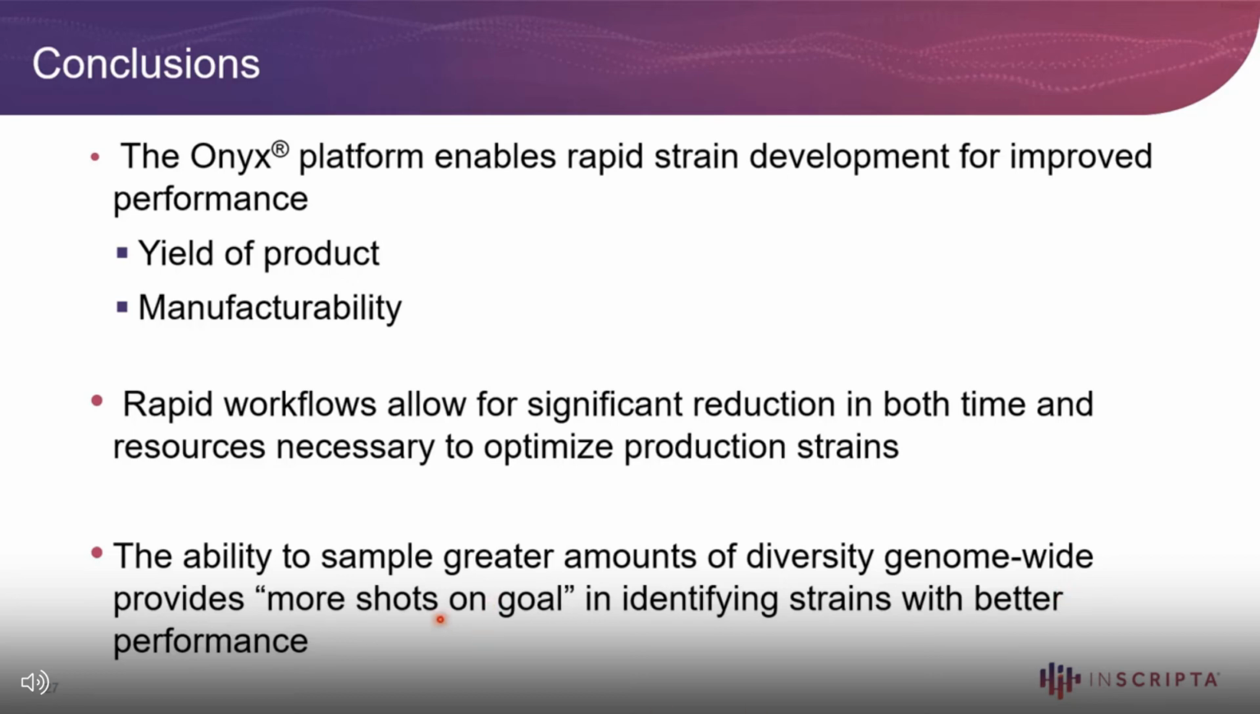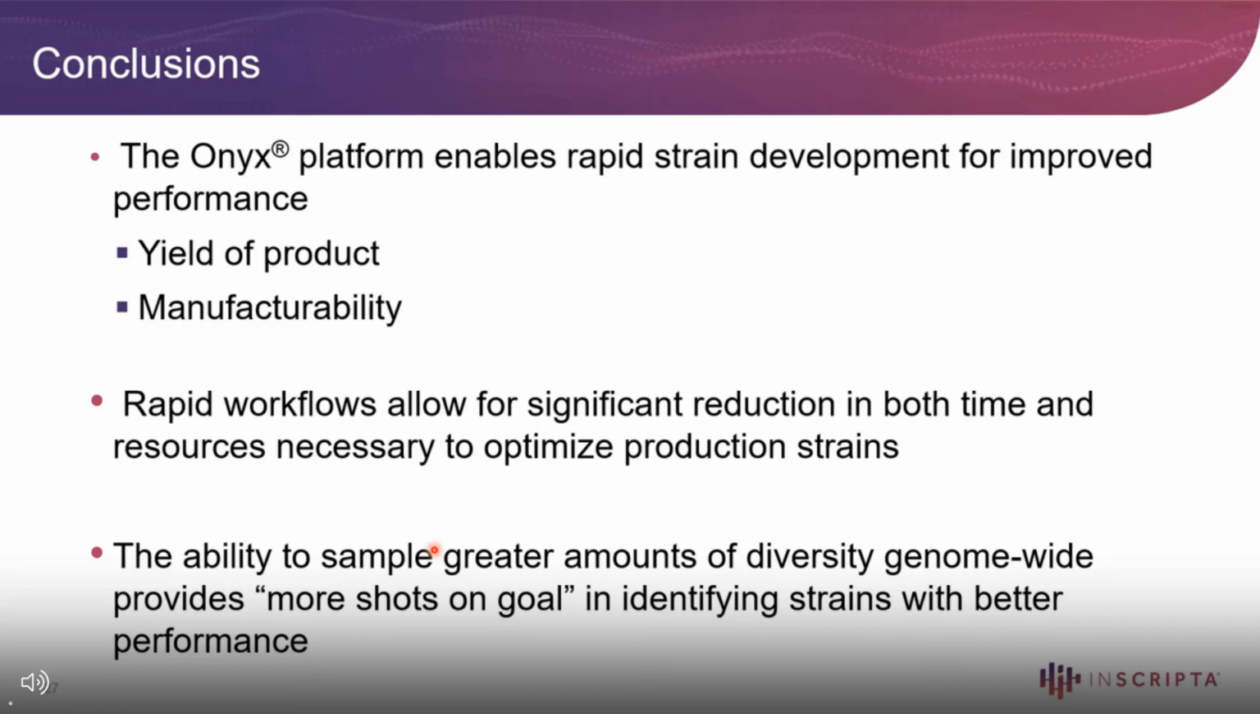And the ability to sample greater amounts of diversity genome-wide really provides more shots on goal in identifying strains with better performance. Because you can make these very large libraries very rapidly, you have more opportunities of identifying hit strains that can have that improved performance.